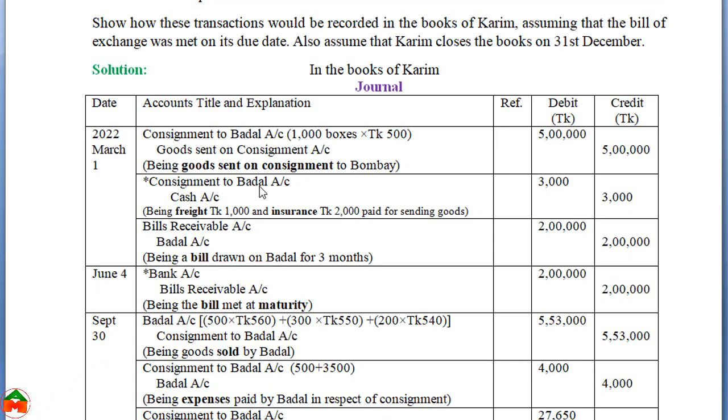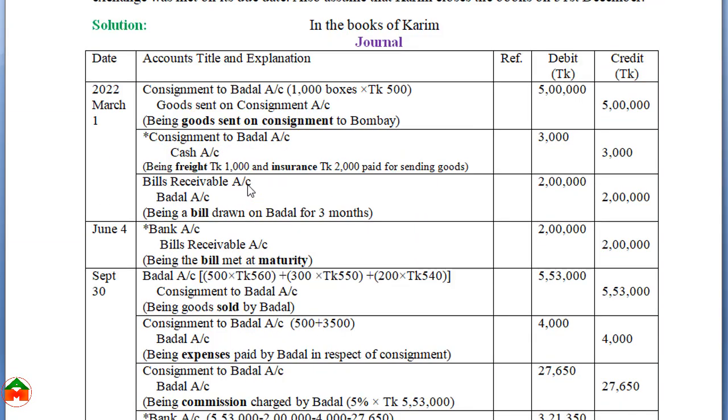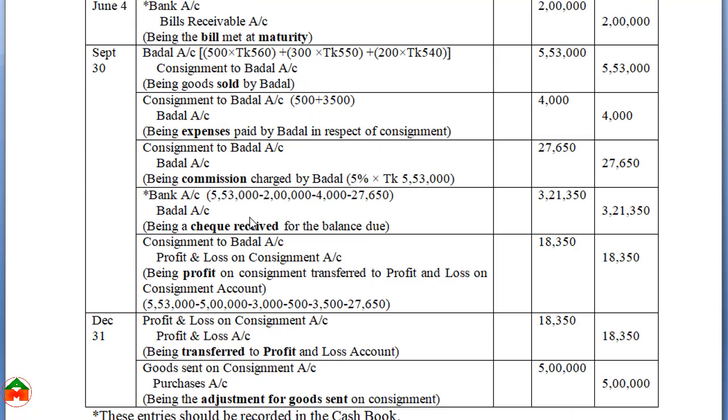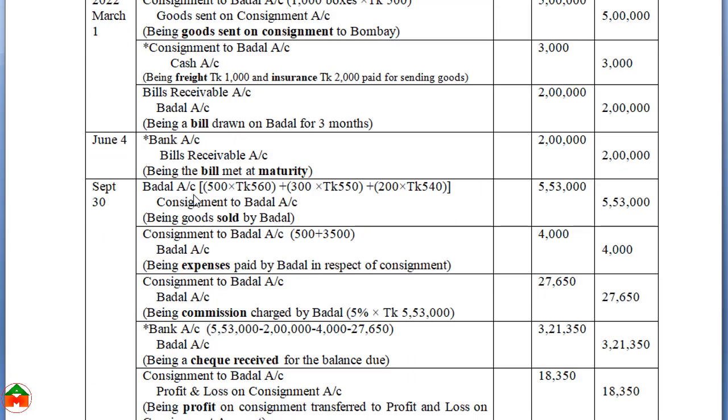Then we can see consignment to Badal again debit with the amount of 3,000. We have written it on the debit side. So what would be the account title? The opposite one, we can see the cash account. So cash account 3,000. Again we can see consignment to Badal. Here it's shown on the credit side with the amount of 5,53,000.